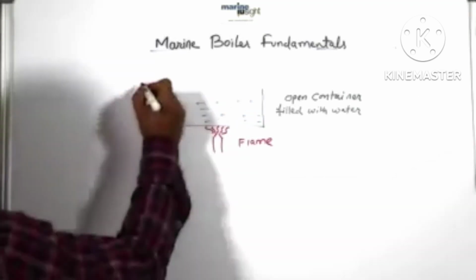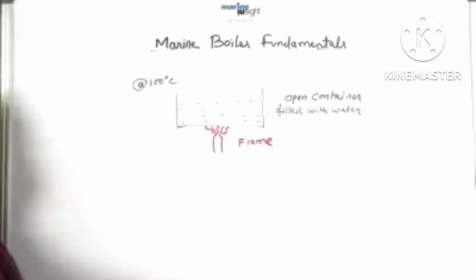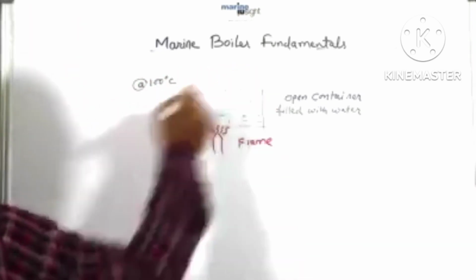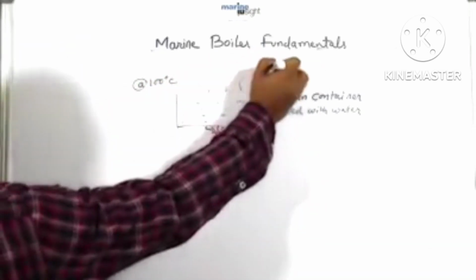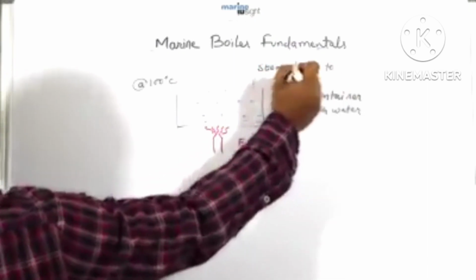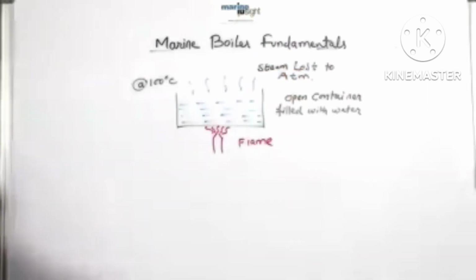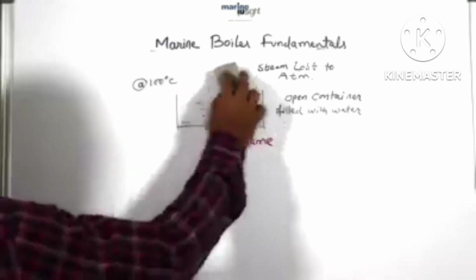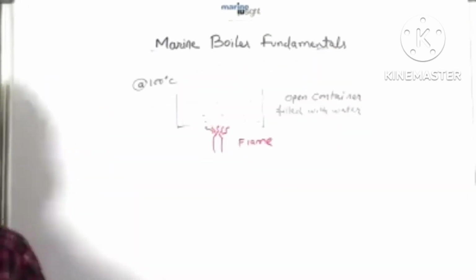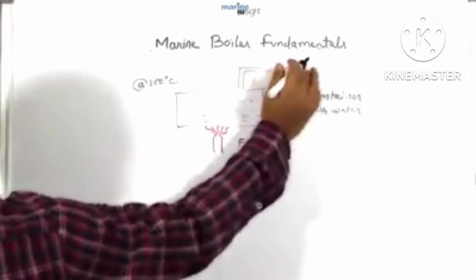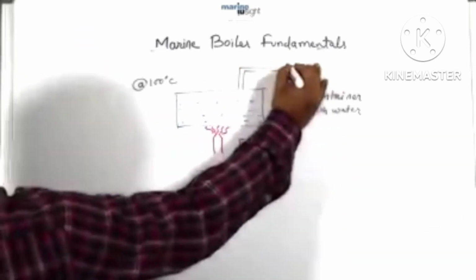When we heat the water to 100 degrees Celsius with this arrangement, the steam produced is lost to the atmosphere as the container is open at the top. But if we collect the steam through a proper channel, then we can put it to some use. Let's cover the top part of the container and make an arrangement with an outlet pipe to collect the steam.